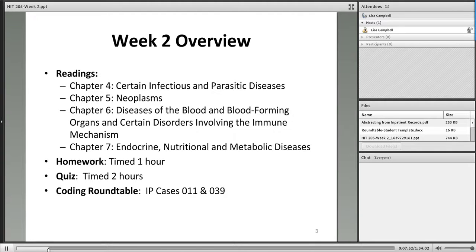Keep in mind, if there are true and false questions, it's either true or it's false. So if it's half true and half false, your answer selection has to be false. Okay. And then the other item that you're doing for this week is going to be inpatient cases 11 and 39, which are available in your particular round table areas.